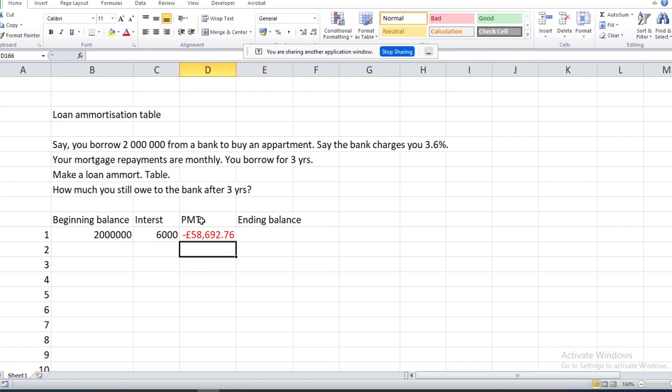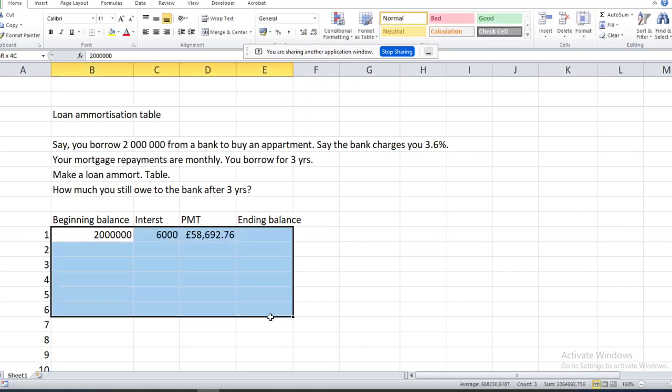There, you're going to pay a PMT of over 58,000 every month. Let me make it negative. So negative kills the number, the negative here. I just want to have everything positive in this table. It's easier to work with numbers then for me.